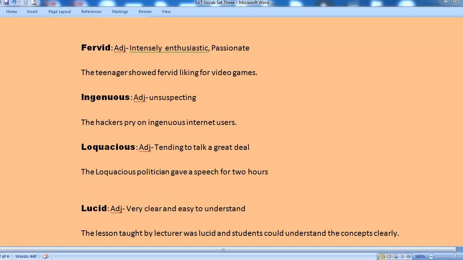The next word that we are looking at is fervid. Fervid is an adjective and it means intensely enthusiastic or passionate. The teenager showed fervid liking for video games. Almost all teenagers in today's world would show a fervid liking for different kinds of games. I'm sure you know application-based games or any game like Xbox. The teenagers would show a fervid liking for that.